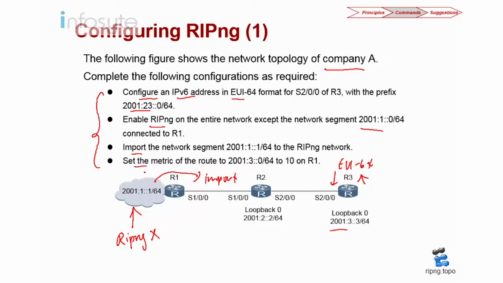And when we import, set the metric of the route 2001:3 to 10 on R1. So we have to use a metric of 10. Now please be careful over here: when we do an import, we cannot just import everything. We have to selectively import only for this. So in this case, we need to use a route policy. Let's move into the ENSP and start this lab.